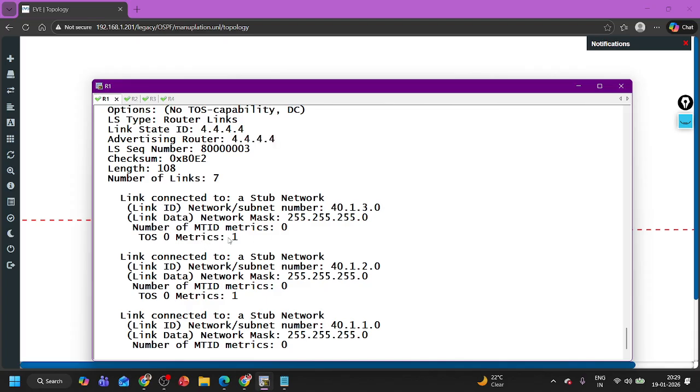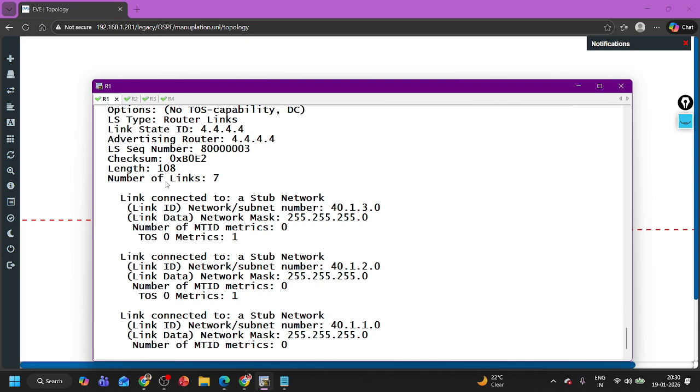What is the metric in LSA 1 of router 4 for this subnet? 1. Is it the metric from R1 to 40? No. It is the metric from the advertiser router, who is advertising this LSA, to the destination. Cost is 1. Got it, guys?